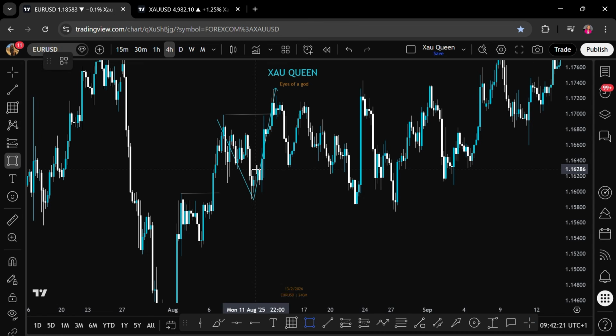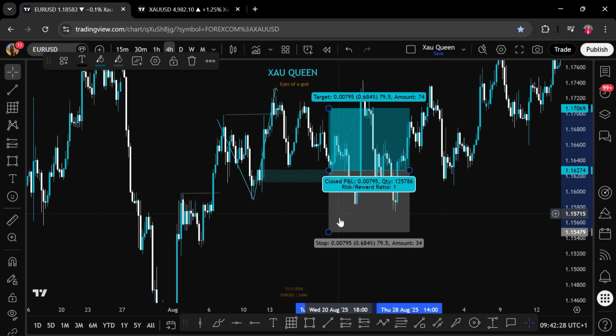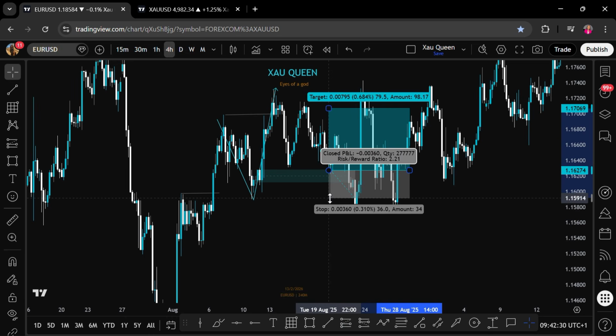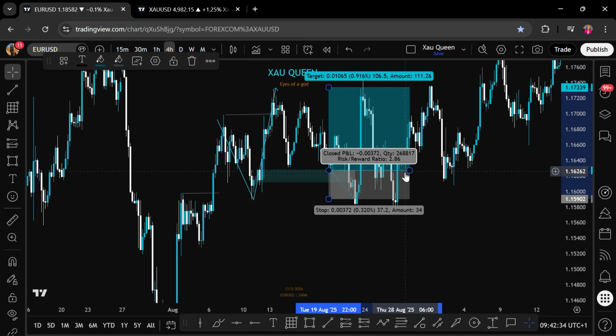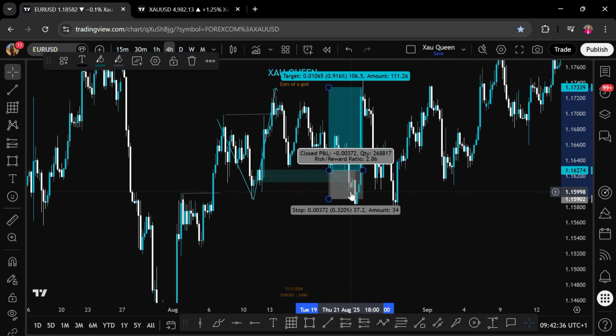Probably this should be in the discount here. So we should be looking for our entry around here. And then our stop loss will just be below the low, covering this. And then targeting this high. But then what happened? You can see that price came, took us out, and then still went straight for our take profit. Why did that happen?